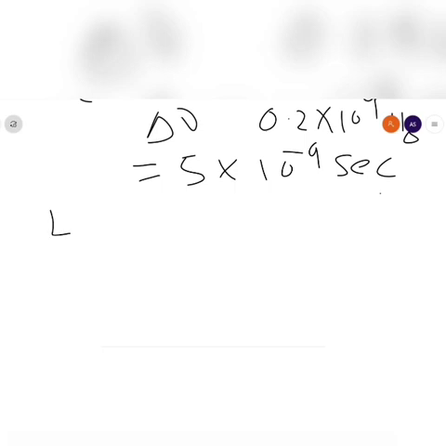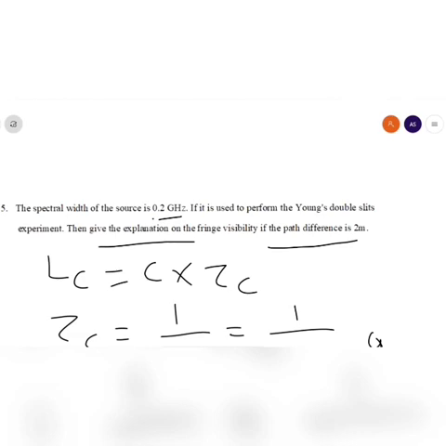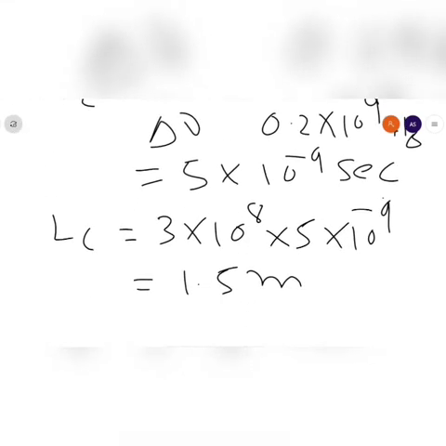Now the coherent length is 3 into 10 to the power 8, the speed of light, into the coherent time, which is 5 into 10 to the power minus 9. You will get the result 1.5 meter. The coherent length is less than the path difference. It means that when the path difference is more than the coherent length, you can say that the fringes will not be visible.